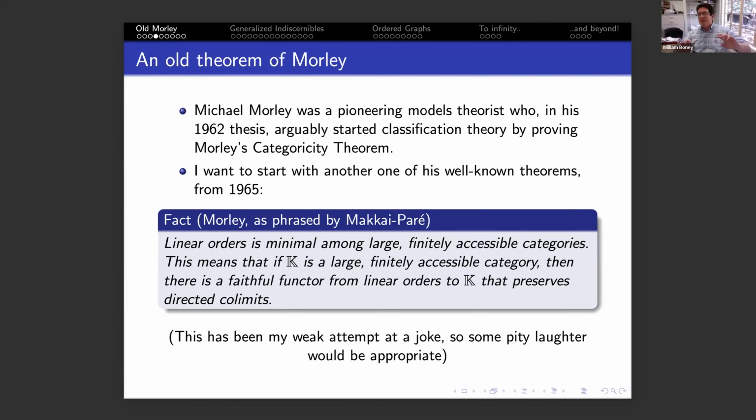Okay, and this whole story has been my weak attempt at a joke. In addition to chiming in with comments and questions, pity laughter is always appropriate if you think I've tried to tell a joke.